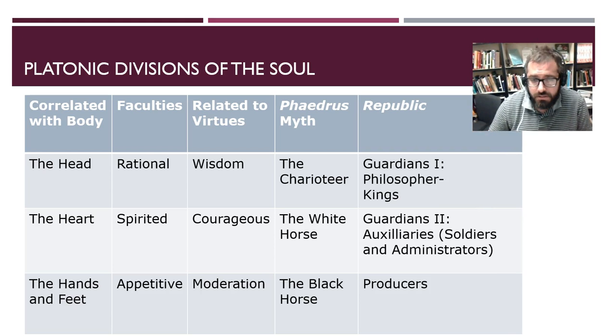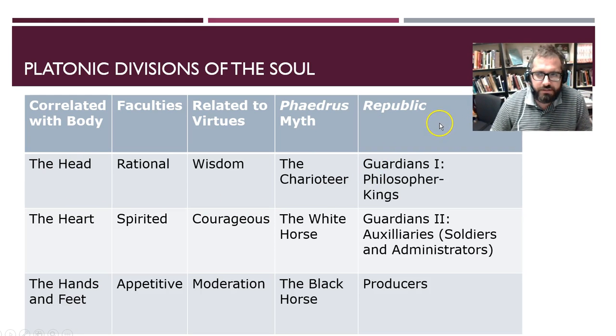Okay, so the charioteer is battling these two unruly horses. One unruly horse is the emotional aspect. The other unruly horse is the appetitive aspect. Okay, so it's not to say that the emotional life and the life of the appetites are bad per se. It's just that they need to be led upward towards the ascent that we talked about last time in the Diotima speech.